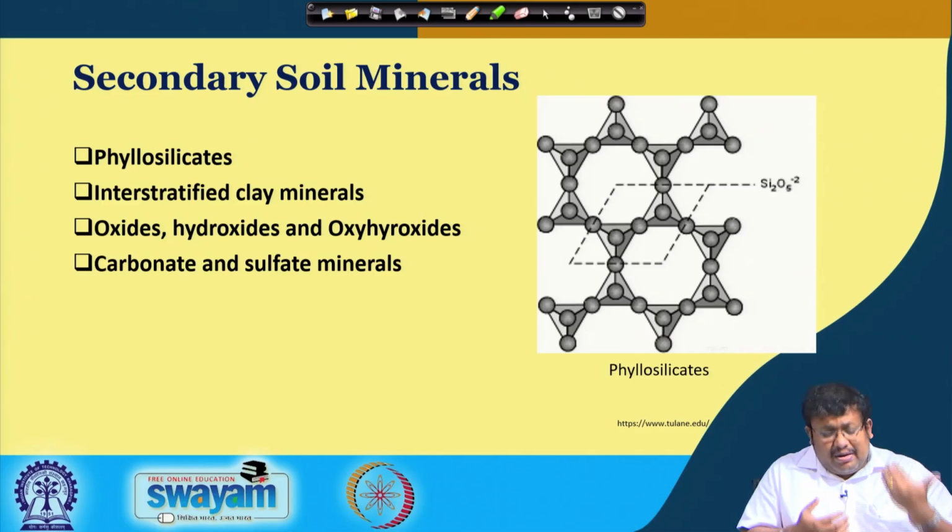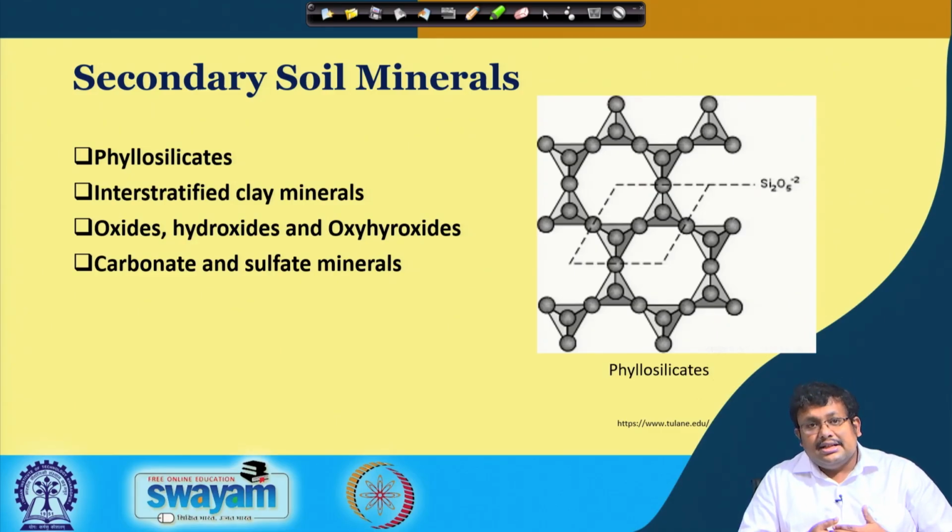So, apart from phyllosilicates, the secondary soil minerals also consist of interstratified clay minerals, oxide, hydroxide, oxyhydroxides and also carbonates and sulphate minerals. As you can see, you are seeing here the structure of the phyllosilicates with the basic structural formula of Si2O5, and now we will see different types of phyllosilicates.